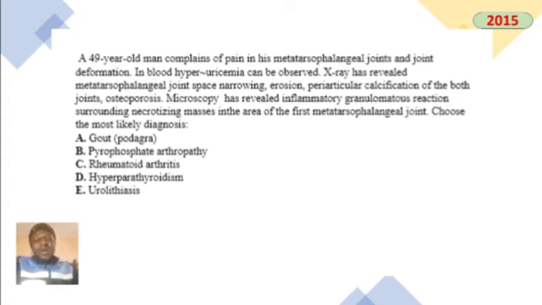Okay, this is gout, definitely, because they told you about hyperuricemia, and you can see narrowing and erosion, right, in these articulations mentioned there. Right, so is podagra or gout the same thing? So to remember this, just know, hyperuricemia, gout, increased amount of uric acid. It means, how do you treat this? Allopurinol. What is its mechanism? Competitive inhibition of xanthine oxidase. Okay.